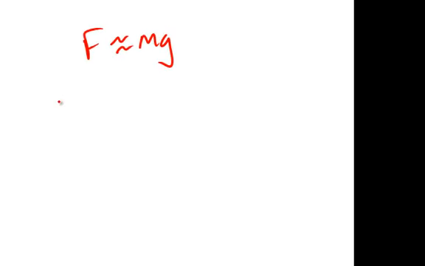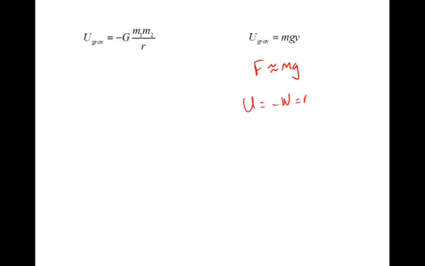The reason that we can use this is, one, of course, going back to using the near-Earth approximation of gravity, F is approximately equal to mg near the Earth, and then we can calculate that U, which is equal to negative the work done, is going to be equal to mg, and actually this is delta U, mg delta y.